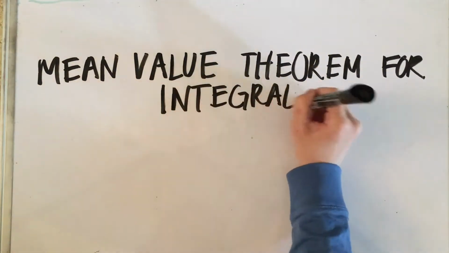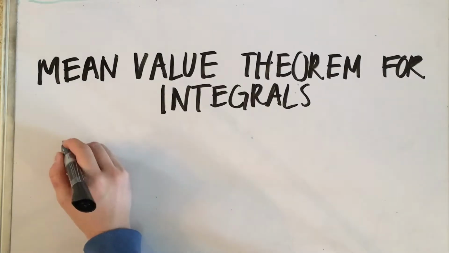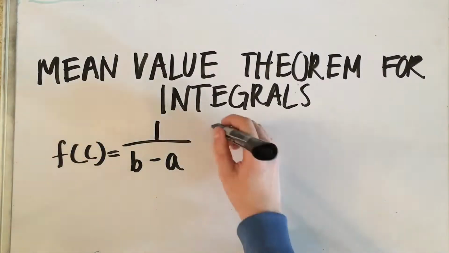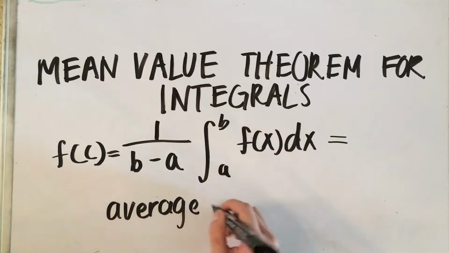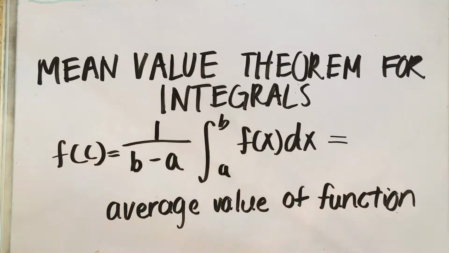There is one for derivatives, and there is one for integrals. This theorem states that f of c equals 1 over b minus a times the integral from a to b of f of x. F of c represents the average value of the function.